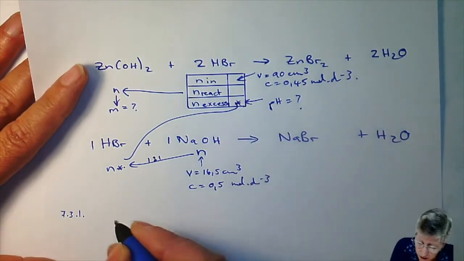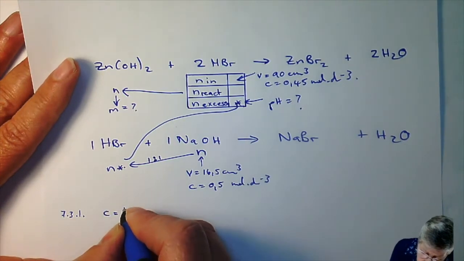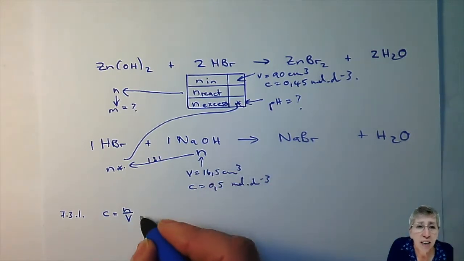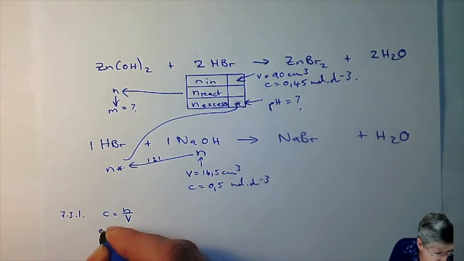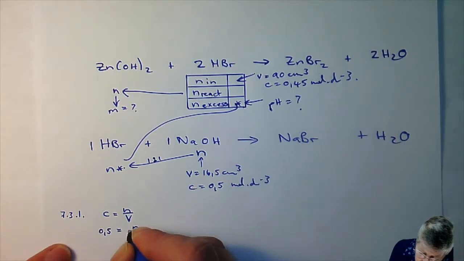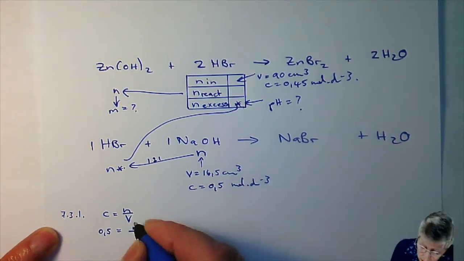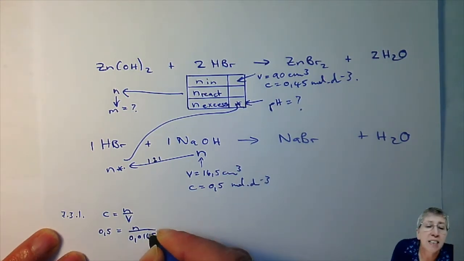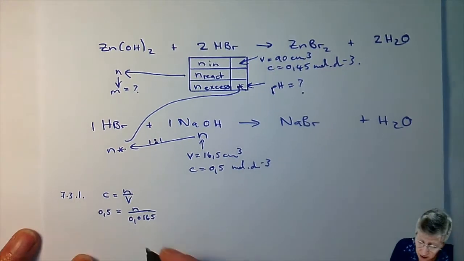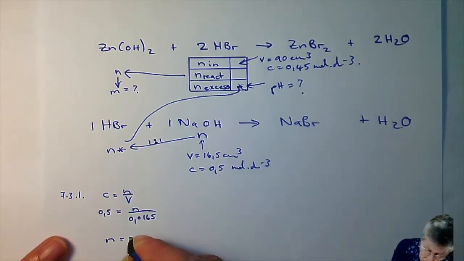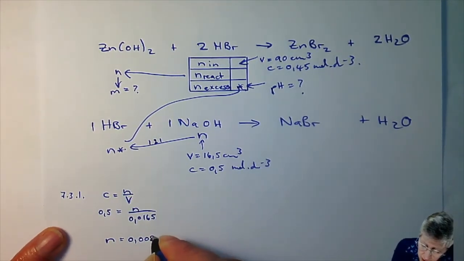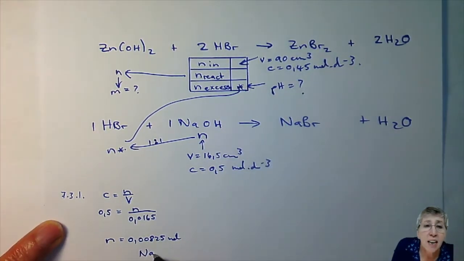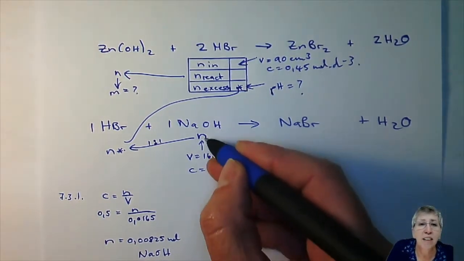I'm going to start over here, and I will say C equals n over V. I'm working with the NaOH. Right, what do I know? Concentration 0.5, and the volume, I've got it in cubed centimeters, so I will divide by 1,000 so that I end up with cubed decimeters. And once I've got that, then I can work out the moles, and that is 0.00825 moles, and that is now of NaOH. Right, so I've done this.